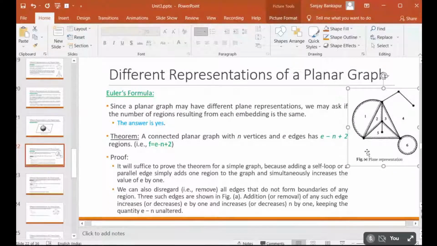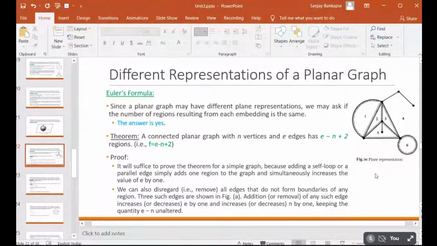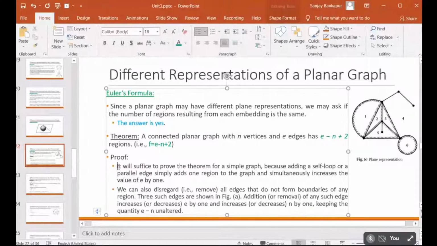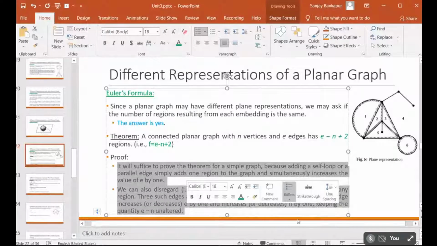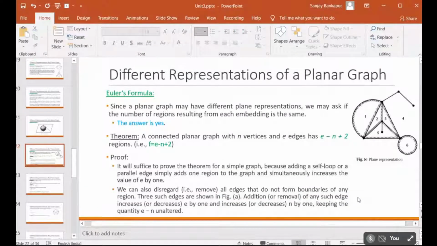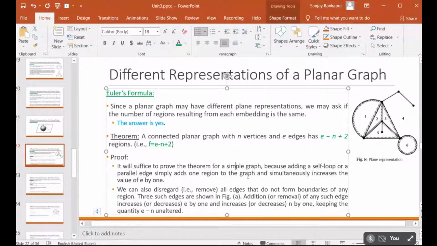What I meant was, we'll quickly see this. Probably we'll get to understand it more. So it will suffice to prove the theorem for a simple graph, and it should be connected. Considering that it is a simple graph, because adding a self loop or a parallel edge simply adds one region to the graph.